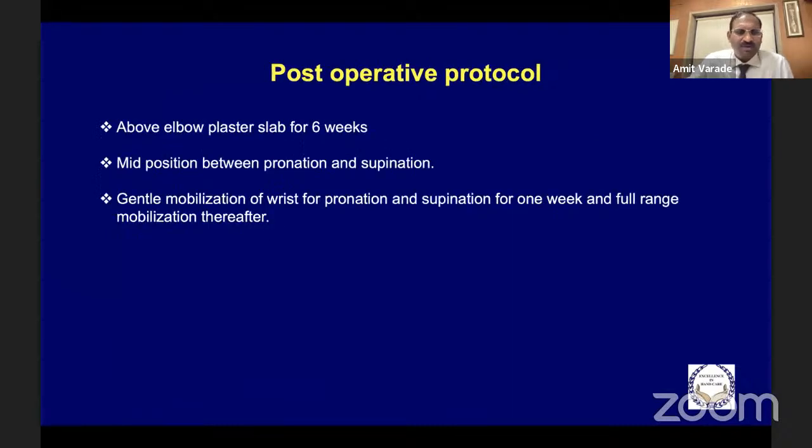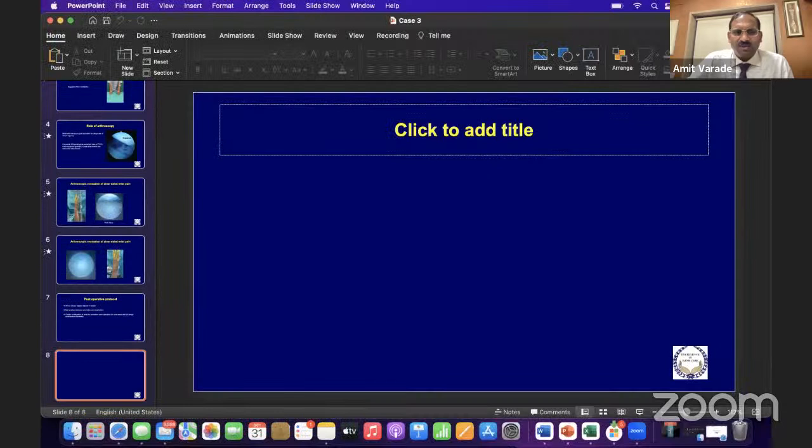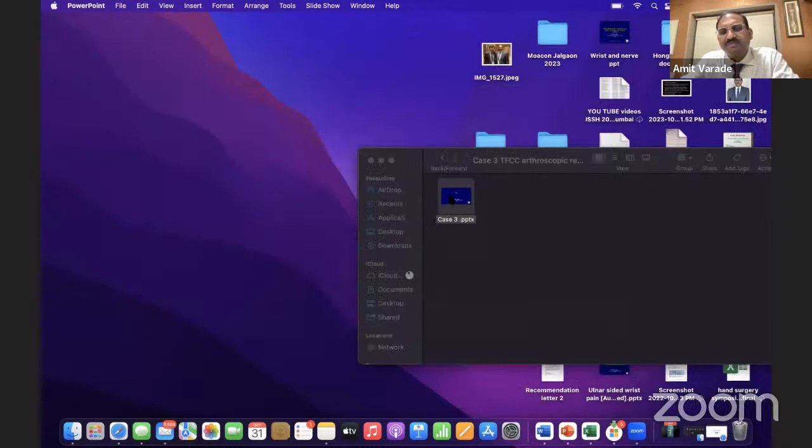Post-operatively, we have given him 6 weeks immobilization in an above elbow plaster slab. We generally immobilize in mid position between pronation and supination. After that, we start gentle mobilization for 1 week, of pronation and supination, and then aggressive mobilization. So this was a recently done case. Does anybody want to ask on this case, or shall I go for the next case?